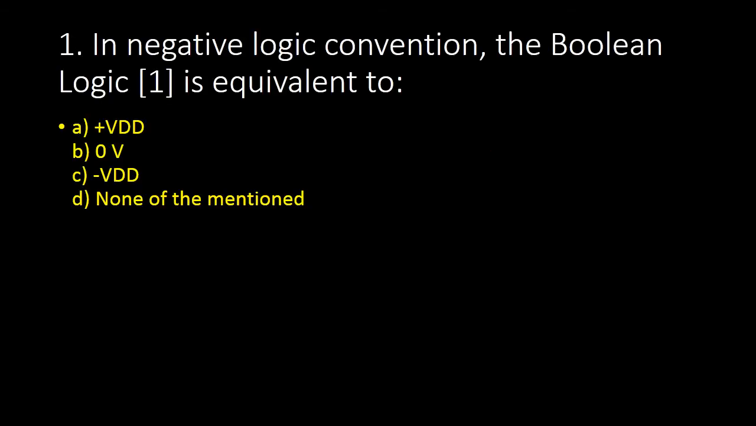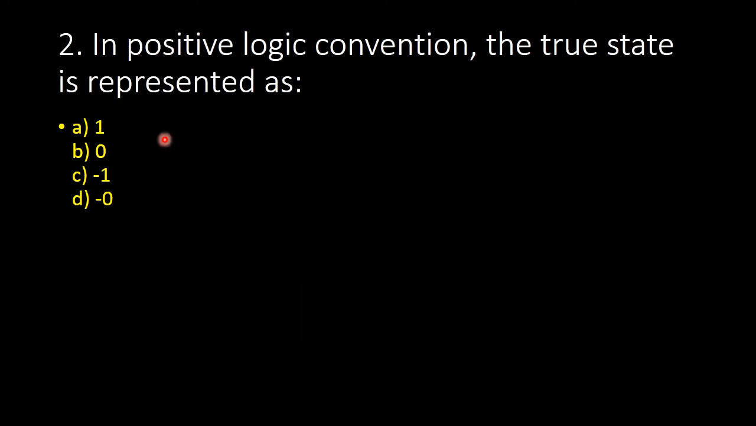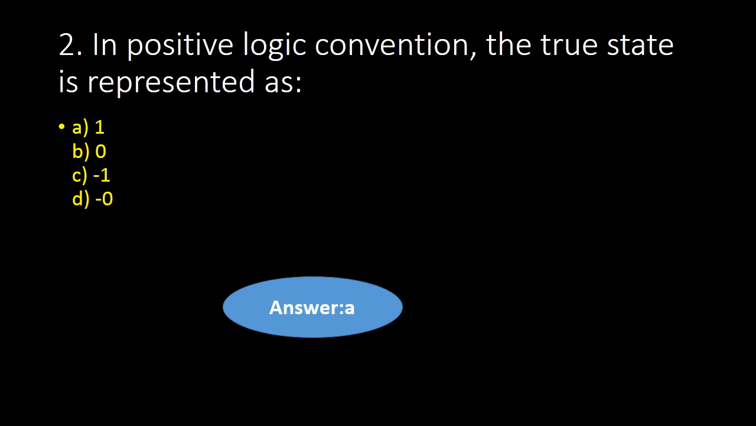Now let us discuss some important multiple choice questions with answers. First question, in negative logic convention, the Boolean logic 1 is equivalent to, so negative logic convention means here the lowest value is equivalent to 0 volt. So answer is option B. Next question, in positive logic convention, the true state is represented, that is high value is represented as 1. Therefore option A is the right answer.